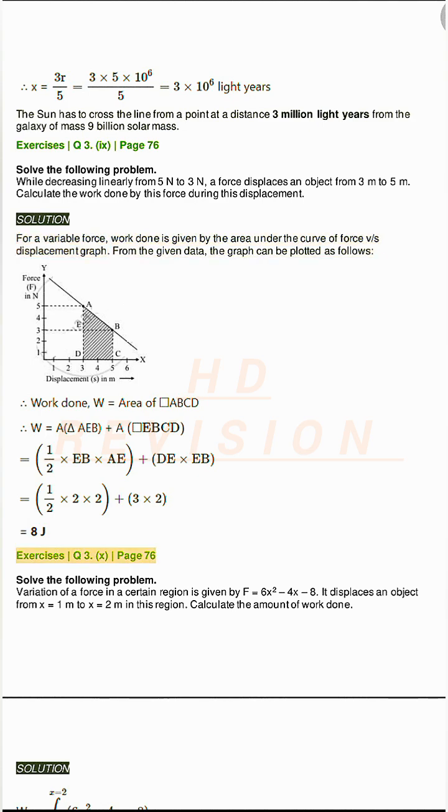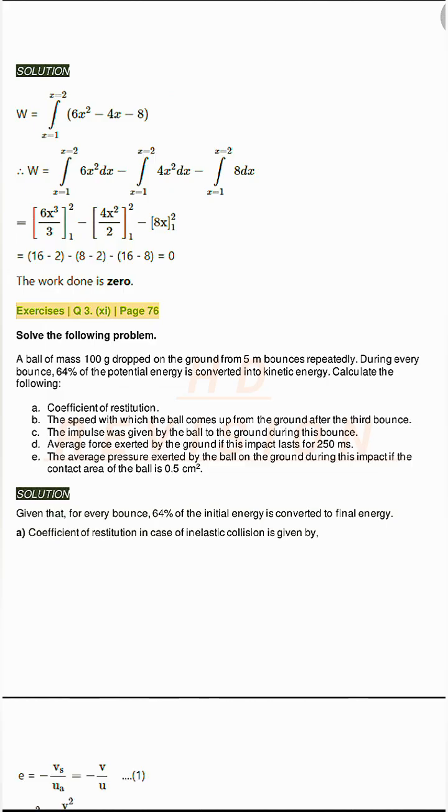Exercises Q3. X page 76. Solve the following problem. Variation of a force in a certain region is given by F = 6x^2 + 4x + 8. It displaces an object from x = 1 meter to x = 2 meters in this region. Calculate the amount of work done. Solution.